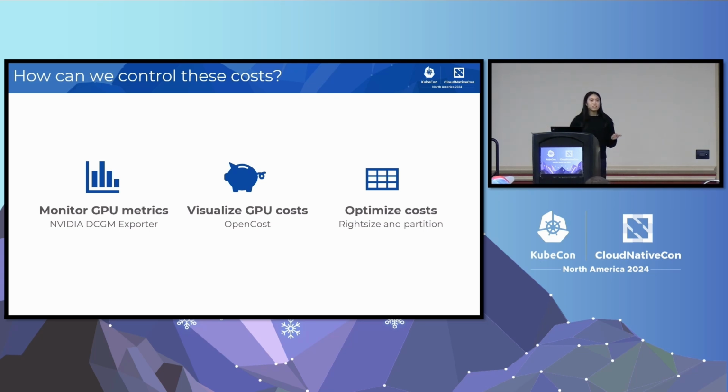First, monitoring your GPU costs with NVIDIA DCGM Exporter. Second, visualizing GPU costs with OpenCost. And then finally, optimizing your costs. You can do that through right-sizing your infrastructure, but we'll be talking about partitioning techniques.